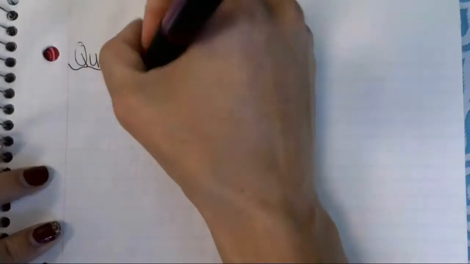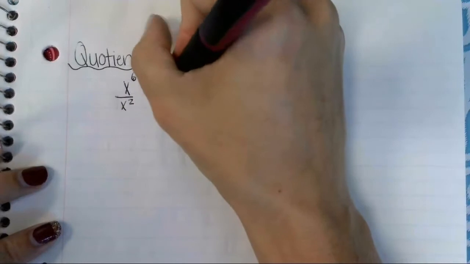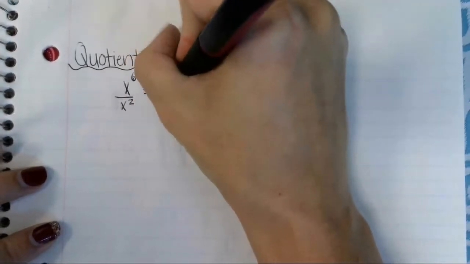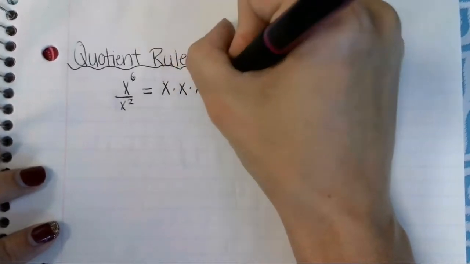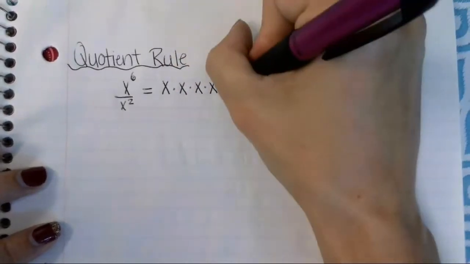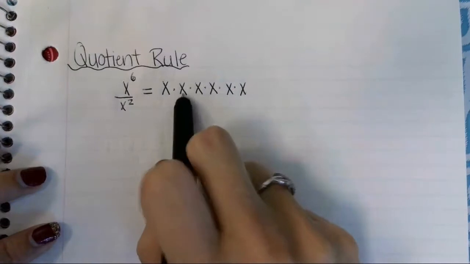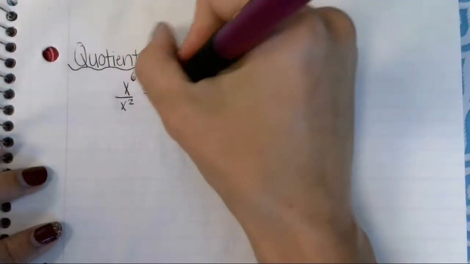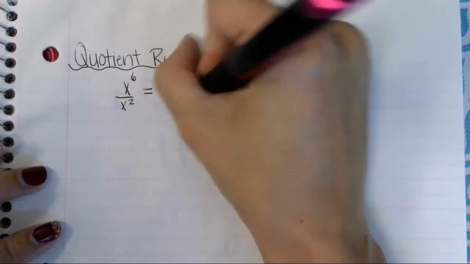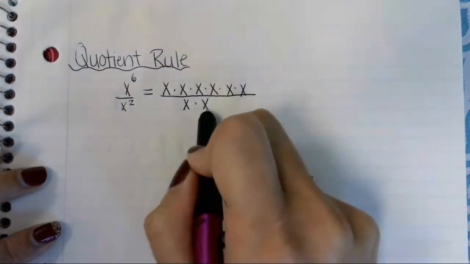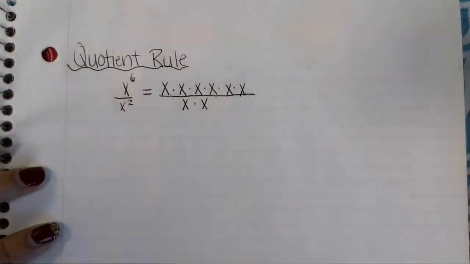Well, with the knowledge that you have right now, the best way to solve this would be to expand. So if I expand this, I'm going to have x times x times x times x times x times x, 1, 2, 3, 4, 5, 6 x's over x times x. So x squared. That's what our exponents mean.